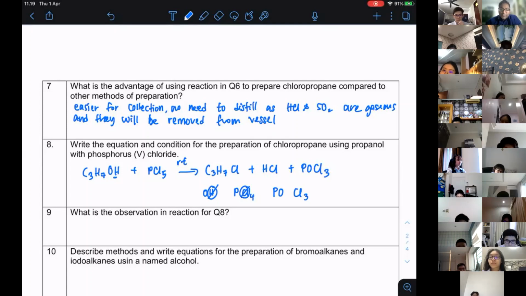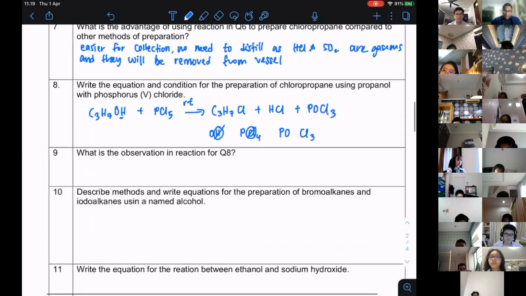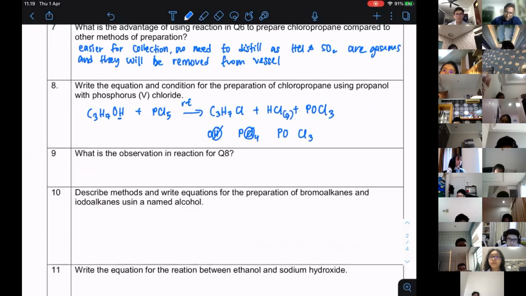Now, what is the observation in the reaction? This HCl is the only gas that is going to be removed, so it's going to be steamy white fumes. And these steamy white fumes are used as a good indicator to identify alcohol. If you want to test for alcohol, we tend to use PCl5 because you do not need to heat it up, just mix. You see steamy white fumes, and you can confirm it's an alcohol.